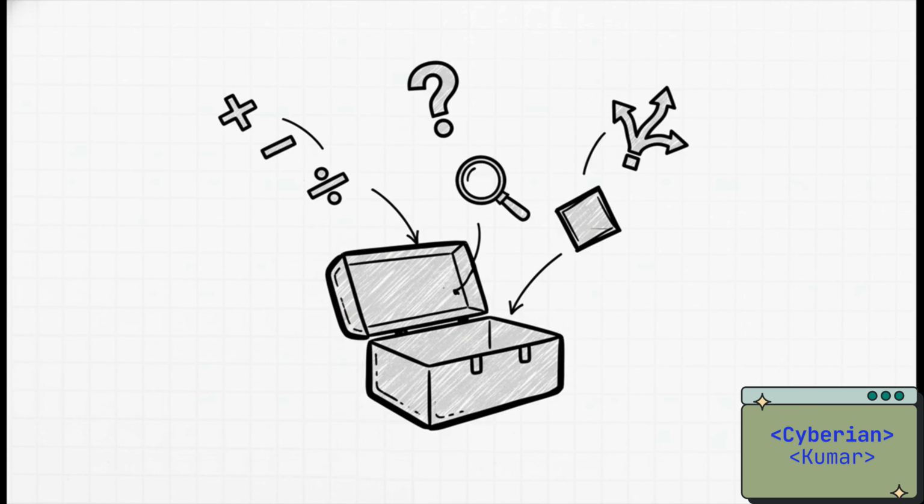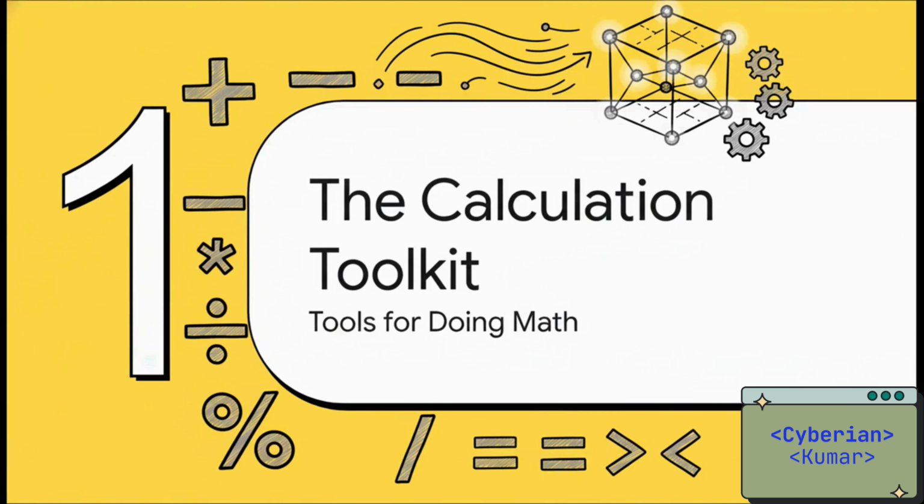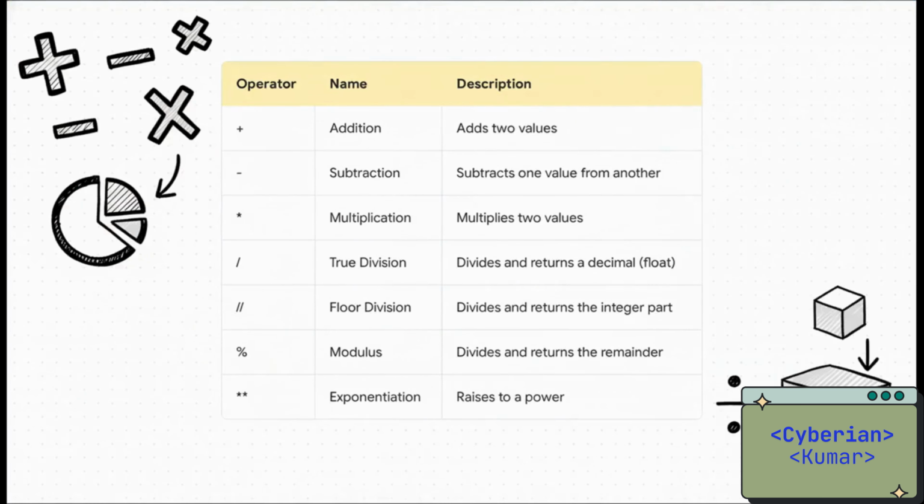In fact, it's a simple set of tools for doing three things: calculating, comparing, and deciding. So let's go ahead and open that toolbox up. First up, the most fundamental part of our toolkit, the tools for doing math. Now, a lot of these probably look pretty familiar from math class, right? But Python gives us some other really powerful ones, like the modulus operator, that little percent sign, super useful for finding the remainder of a division.